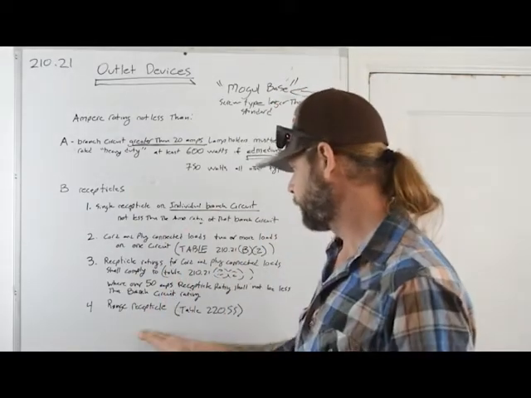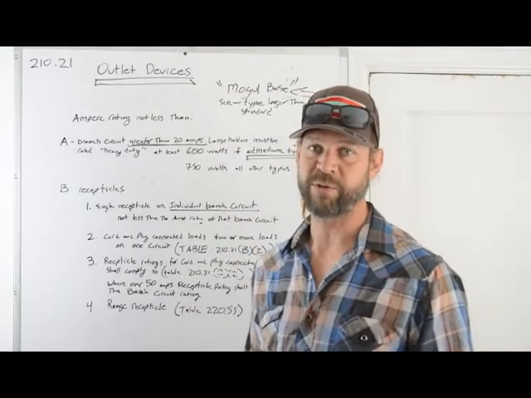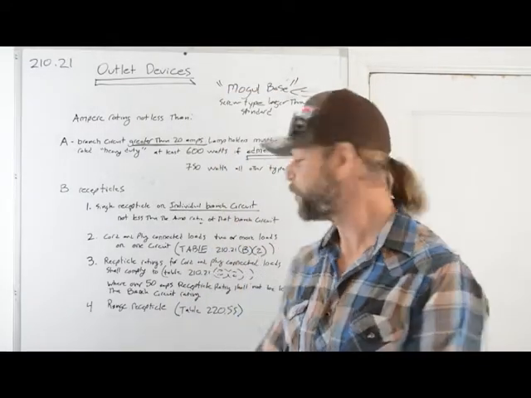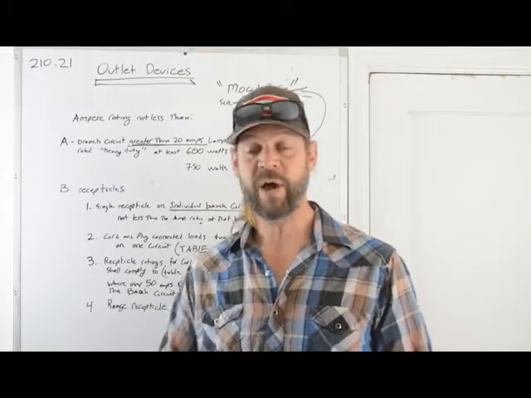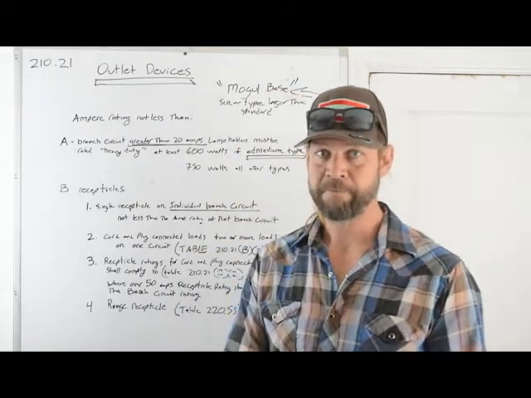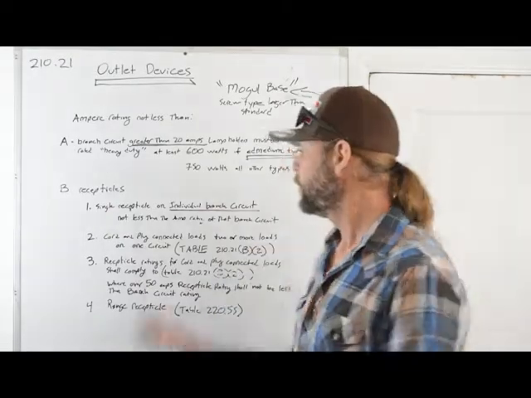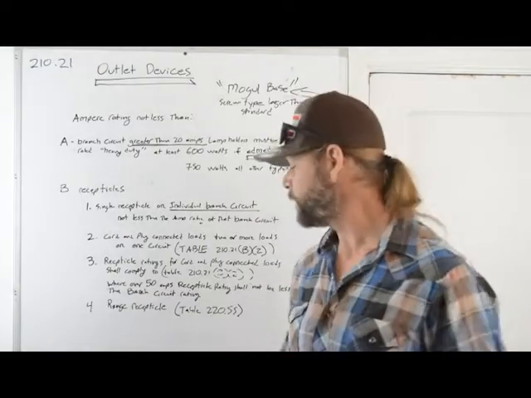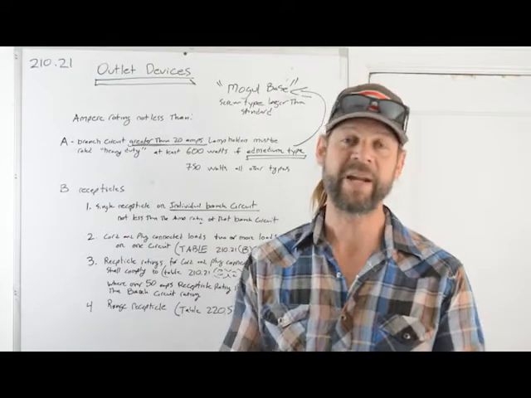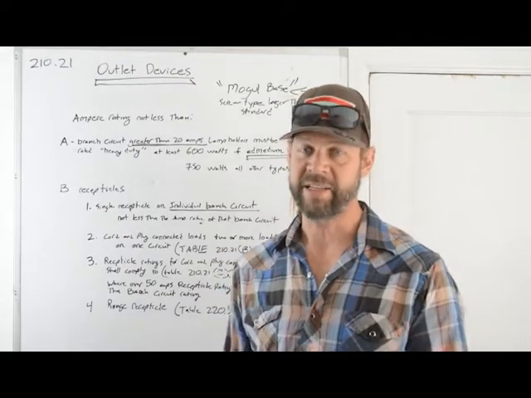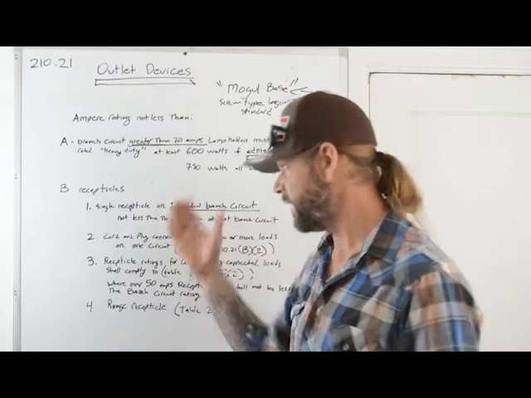And number 4 is an exception specifically for range receptacles. Range receptacles have their own code section, 220.55. If you have a question about a range receptacle, these receptacles have their own code section. Don't look at this. Go straight to 220.55. Get the receptacle rating out of that. They have derating factors for the number of ranges, and they won't require the same ratings as these.